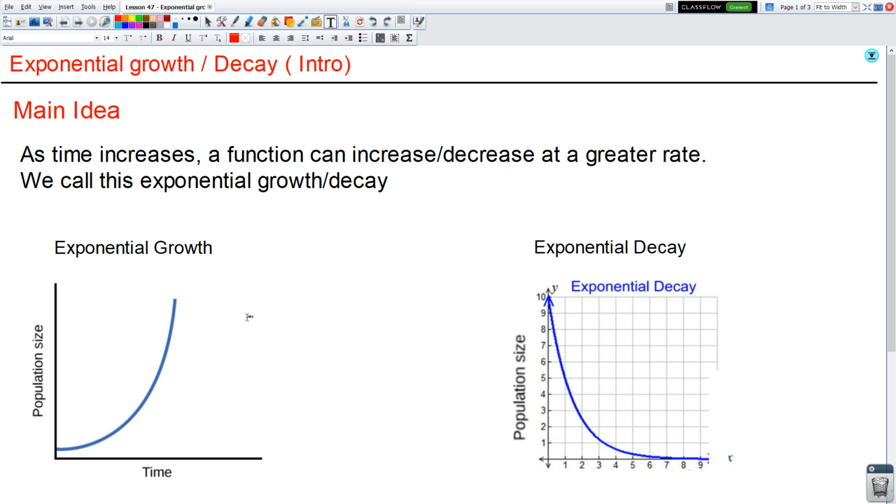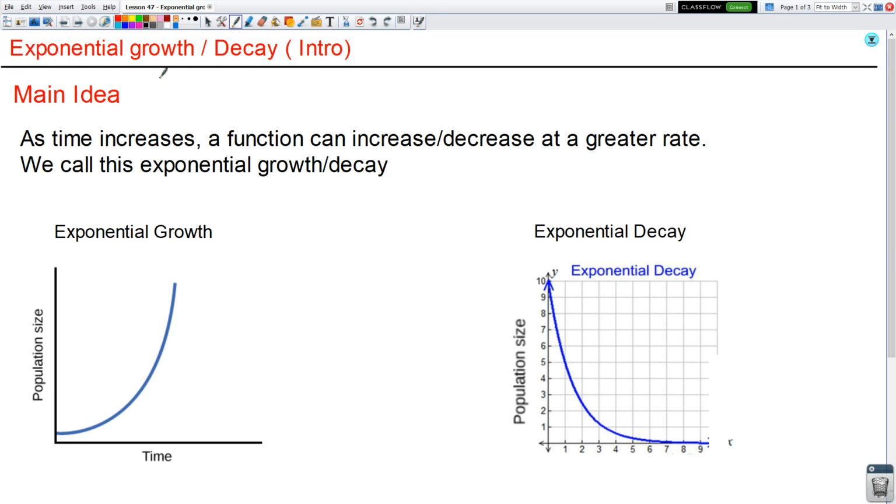Today, we will take a look into exponential growth and decay. Now, the main idea here is that when it comes to exponential growth and decay, most of the time it's always going to be in relation to time. And this is the main idea of what an exponential growth and exponential decay is. So, as time increases, as you're moving on in time, a function can increase or decrease at a greater rate. And that is what we call an exponential growth or decay.